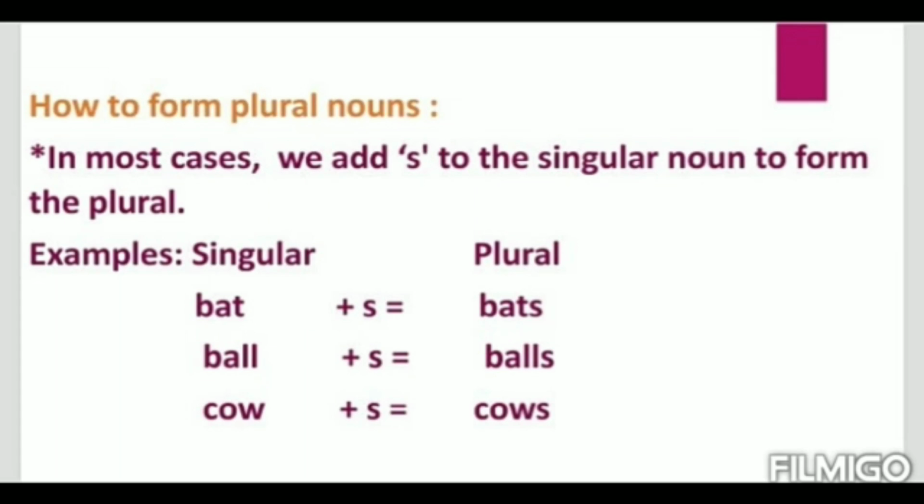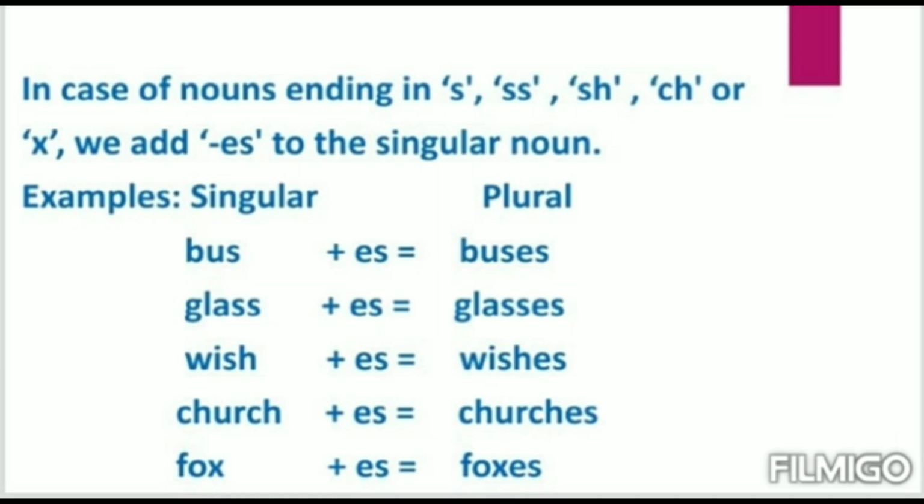There are different ways to form plural nouns, and we will discuss each case one by one. In most cases, we add s to the singular noun to form the plural. Example: bat, bats, ball, balls, cow, cows. In case of nouns ending in s, double s, sh, ch or x, we add es to the singular noun. Example: bus, buses, glass, glasses, wish, wishes.